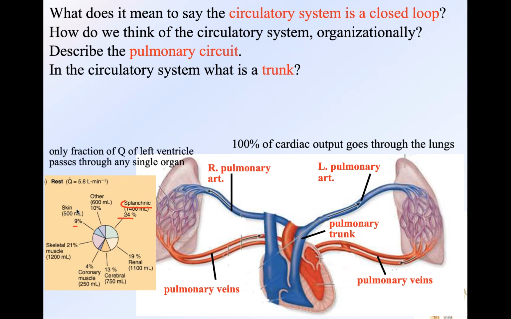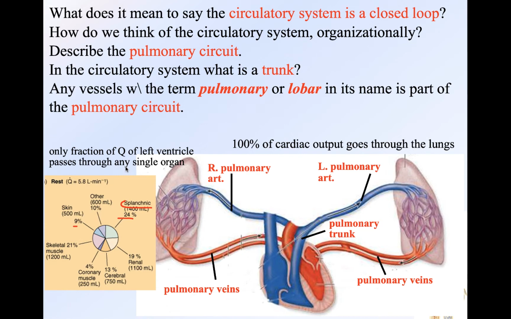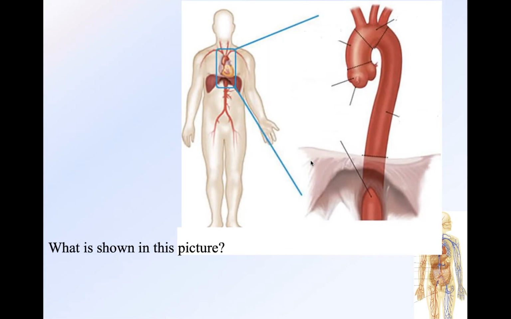Okay, and so again, as you can see, only a fraction of the cardiac output from the left ventricle passes through any single organ. Another thing to keep in mind is that anytime we see the term pulmonary or lobar, then we're talking about the pulmonary circuit. Pulmonary trunk, pulmonary arteries, and then so on.